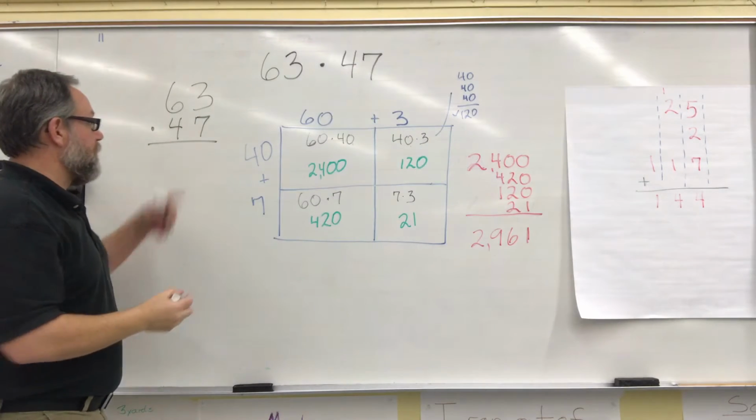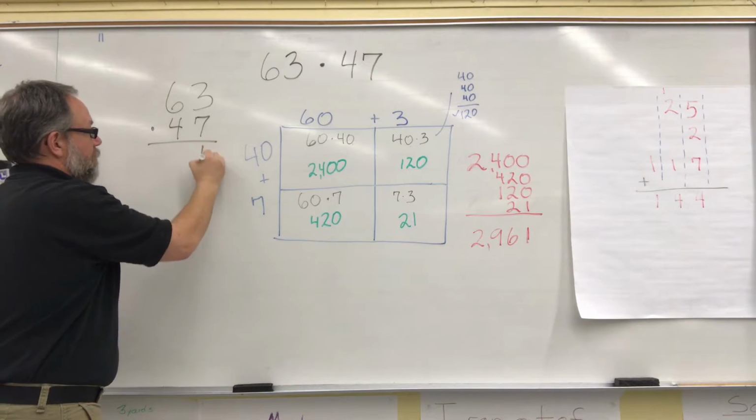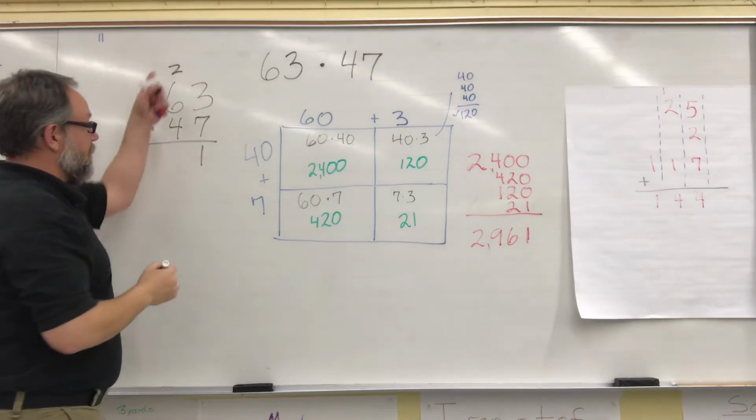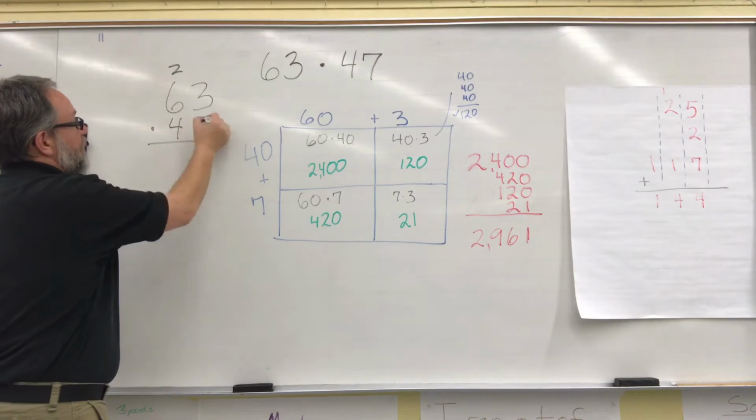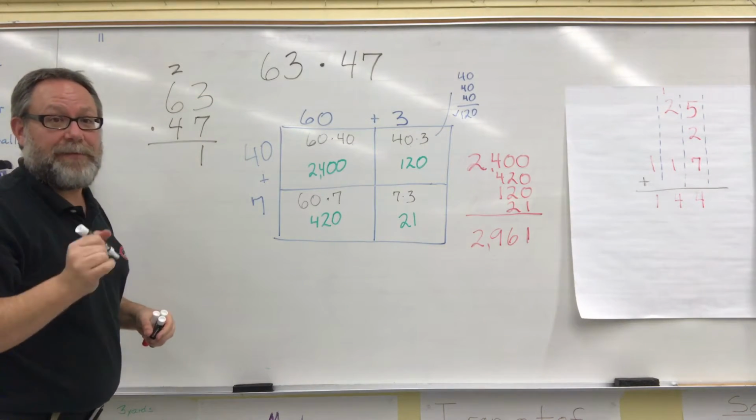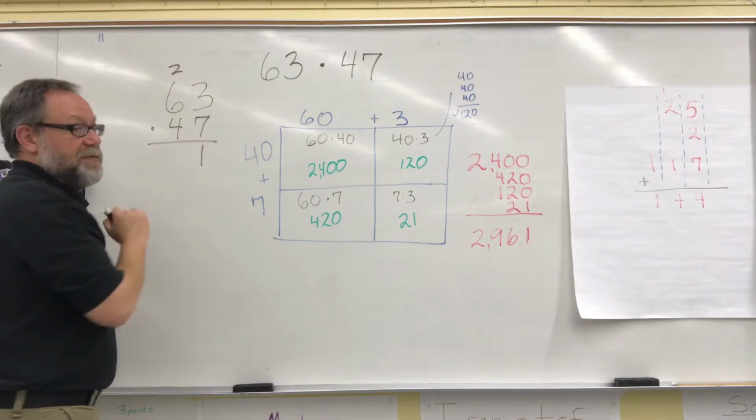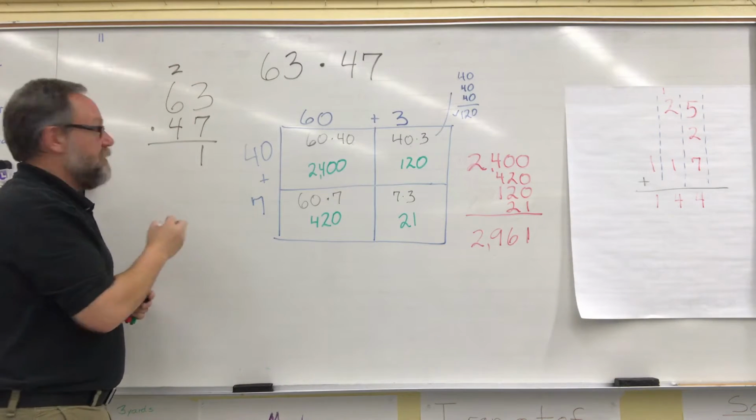63 times 47. 7 times 3 is 21. Regroup the 20 up top, 7 times 6, which is really 7 times 60, but 7 times 6 is 42, plus 2 is 44.